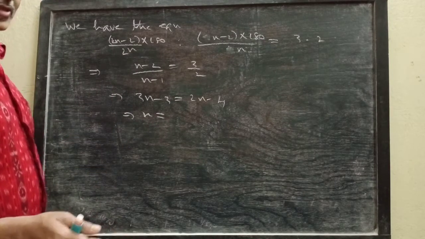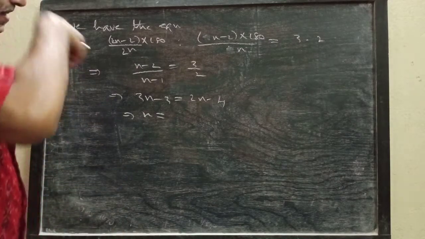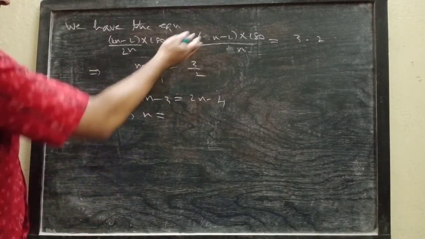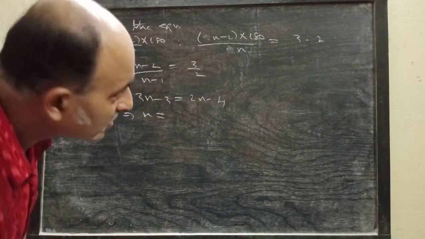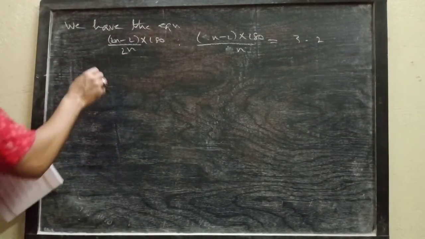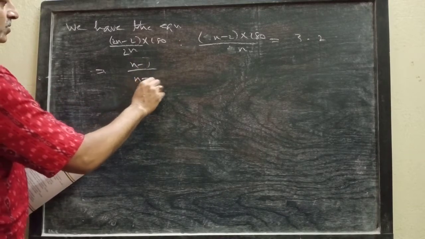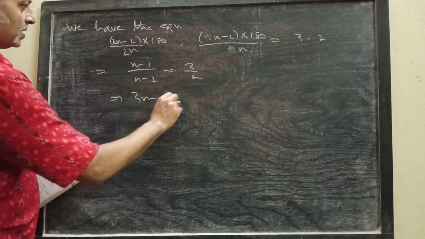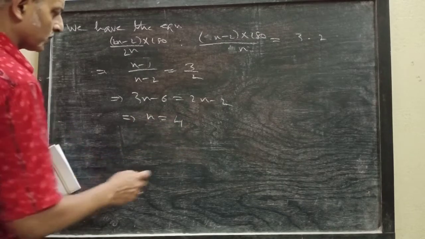We have to take the number of sides of the first polygon as 2n and that of the second polygon as n. Then the measure of each angle of the first polygon will be (2n minus 2) by 2n into 180 and that of the second polygon will be (n minus 2) into 180 by n. This ratio is 3:2. Now let us solve this. This will be (n minus 1) by (n minus 2) equals 3 by 2. Cross multiply them, 3n minus 6 equals 2n minus 2, n equals 4.